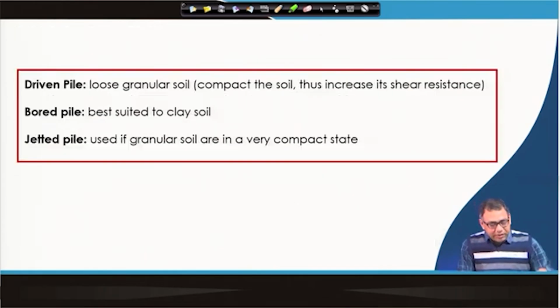Now, pile can be driven pile, bored pile and jetted pile. So, driven piles are suitable for loose granular soil, where when we drive the pile into the soil, there is a possibility of compaction of the soil, so that we can increase the shear resistance of the soil. Then bored pile is best suited for clay soil, and jetted pile is suitable if the granular soil is in very compacted state.